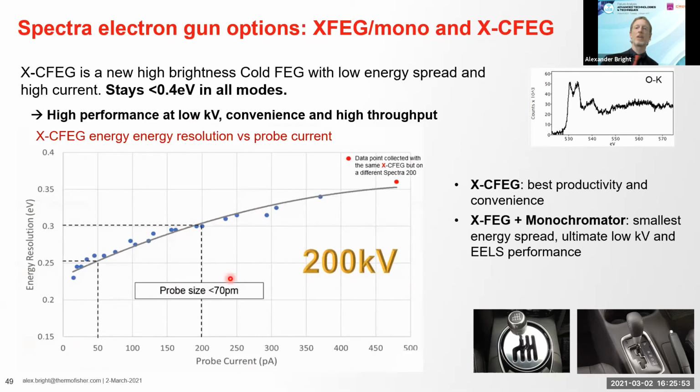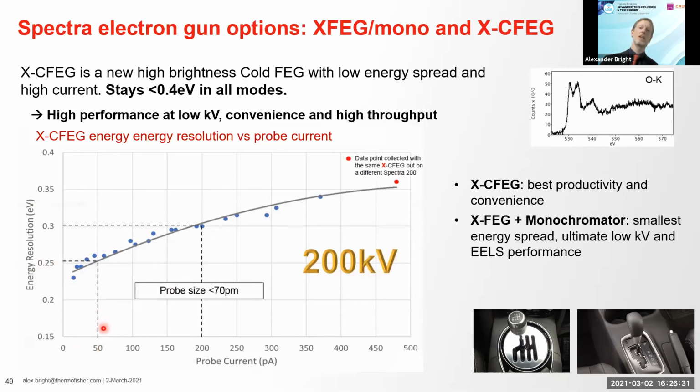You can see in this graph here a variation of probe current with the energy resolution using the XCFEG gun. And you can see even with very high probe current, more than 500 picoamps, the energy resolution stays well below 0.4 eV. And we can reduce to 0.3 eV energy resolution and still get 200 picoamps. That's enough current for most EELS and EDS applications, even with a probe size of 70 picometers. And even at 0.26 eV energy resolution, still 50 picoamps of current.